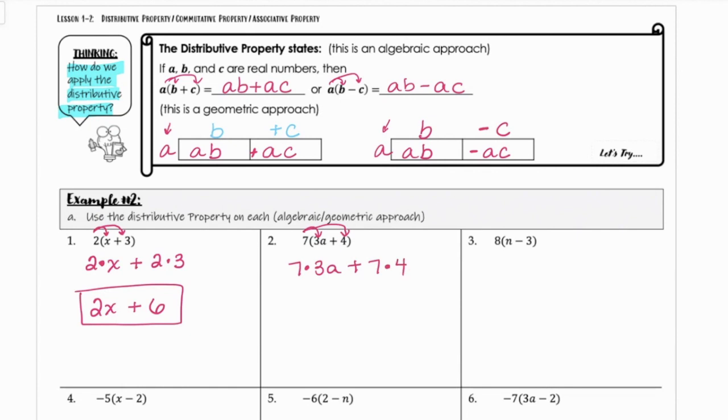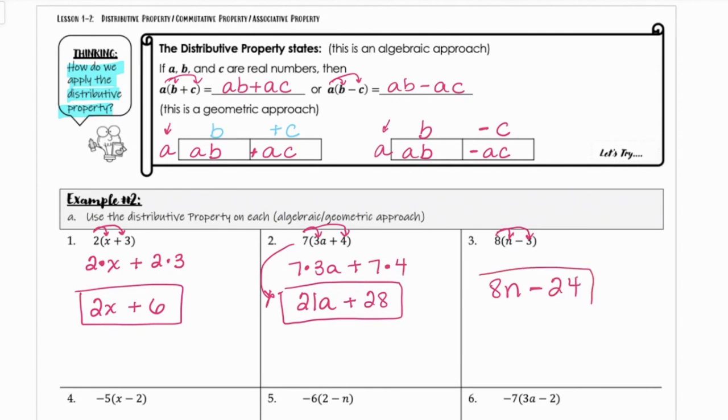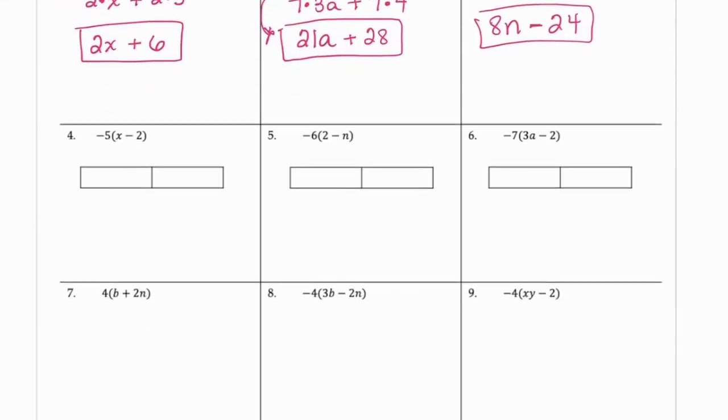7 times 3 is 21, so that means a 21a. 7 times 4 is a 28. Can I jump from here to here? Of course, I'll do that in the next one. So I have 8 times n and 8 times negative 3. 8 times n I know is 8n, and 8 times negative 3 is a negative 24. I don't need to show that in-between work, but I do need you to understand that that is what's occurring here. Let's go to the next.